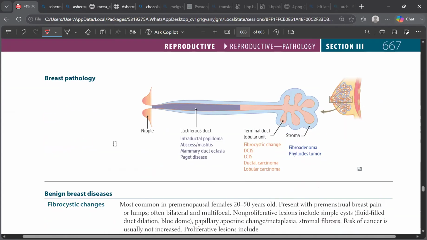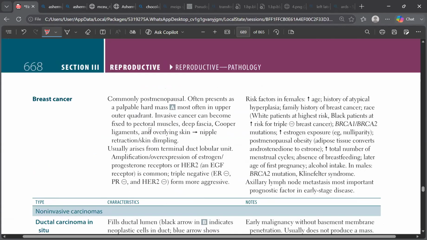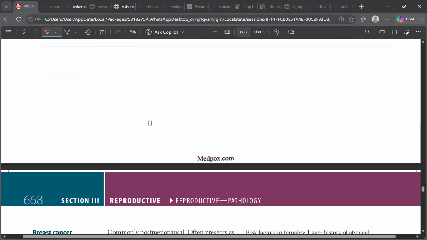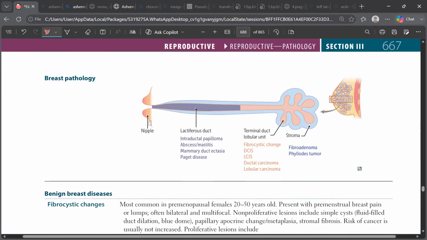Next is breast pathology. We'll touch on some of it, because it is a vast topic. So these are the breasts. Within the breast, this is the stroma of the breast, this blue area, and this is the terminal duct lobular unit, which is also known as the functional unit of the breast. This is the lactiferous duct, and this is the nipple.